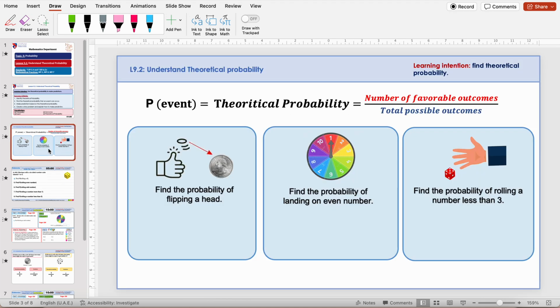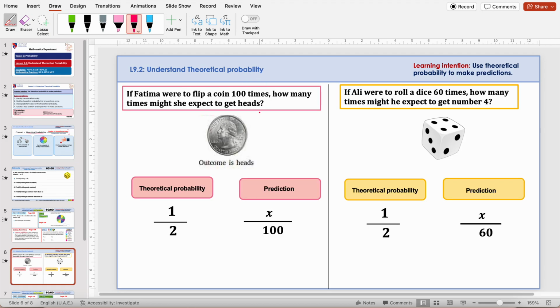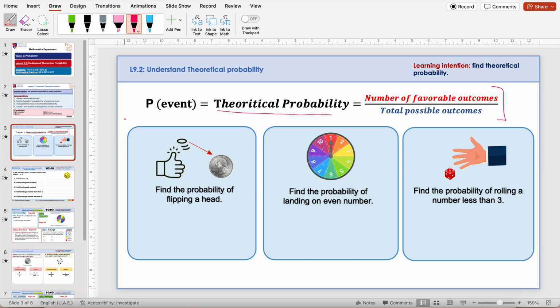So quickly, we have two main ideas. First, we need to find theoretical probability. We need to understand how we can calculate the theoretical probability. And the second idea is how can I make a prediction. So if I have the theoretical probability of an event, how can I predict how many possible outcomes are going to be out of some total number of repetitions. Okay, so let's start with the first idea.